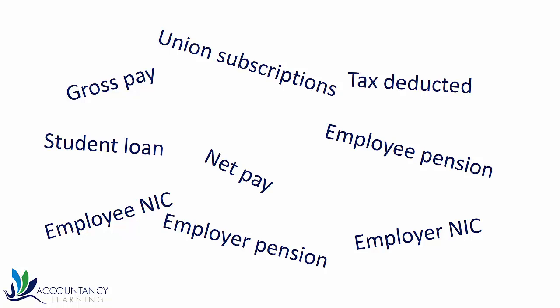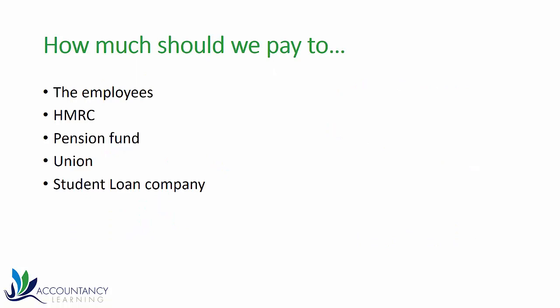So there's lots of different transactions, and it all makes it quite confusing, and that's why we need to use the wages control account, because we need to put all these transactions into that control account and sort out what's going on. So ultimately, on the credit side of the control account will be what our expense is, and there'll be different types of those expense. But on the debit side, we're going to be working out how much should we pay to the employees, to the tax authorities, to the pension fund, to the union, to the student loan company, to the child support agency, or whomever.